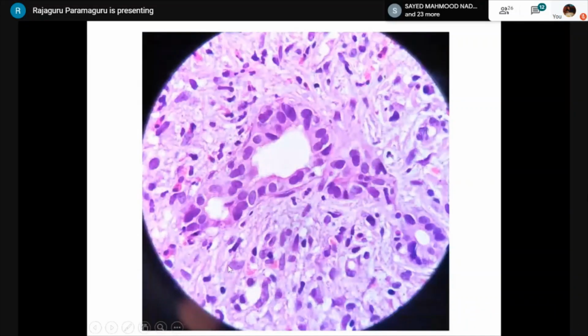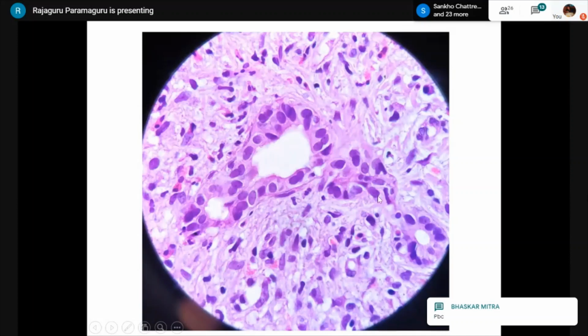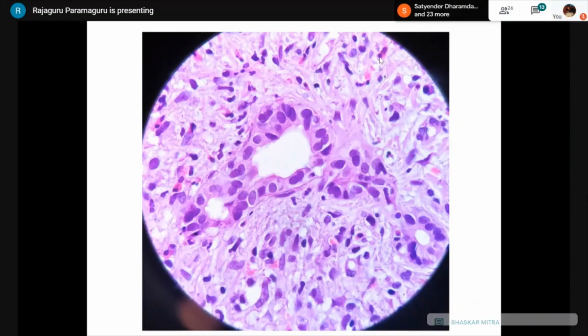Here again, you see this bile duct, which is showing some kind of reactive changes. And these cells over here, along with these cells, I'll tell you these are eosinophils. So any diagnosis? Dr. Bhaskar says PBC. Okay.